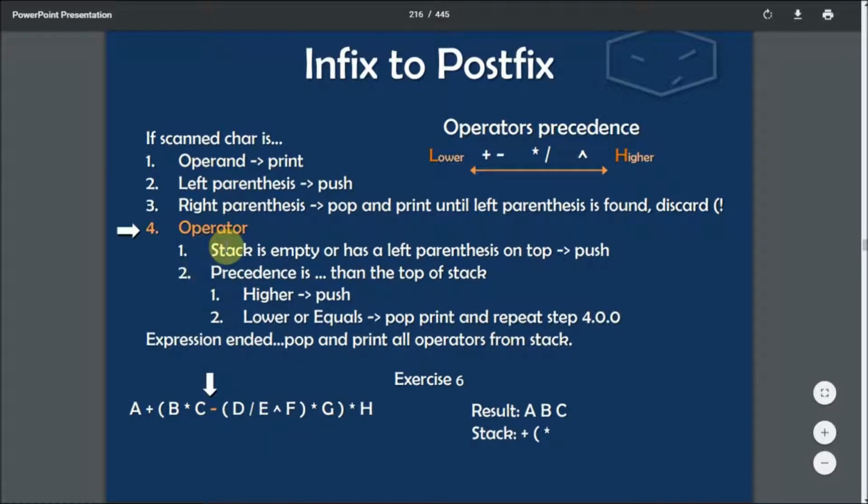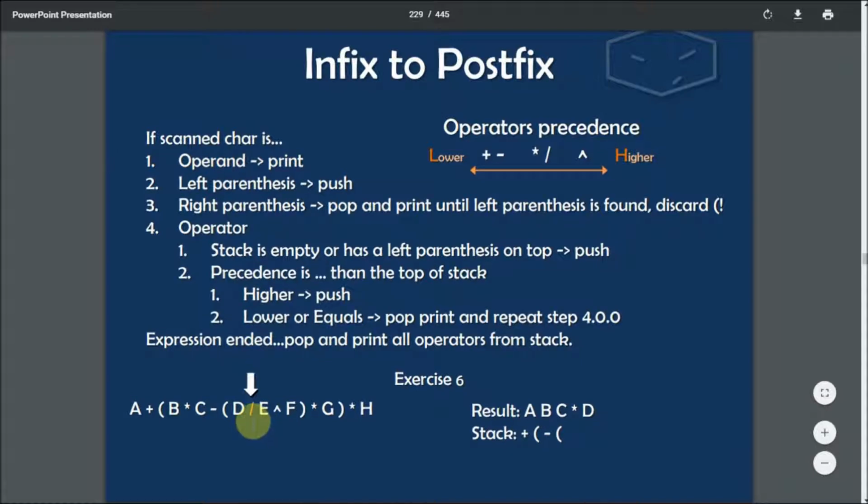Minus is operator and the precedence is lower, because minus is lower than times. Okay, so we pop and print and go back, and then the stack has a left parenthesis on top, we push the minus. Okay, left parenthesis, we push. D is operand, we print.